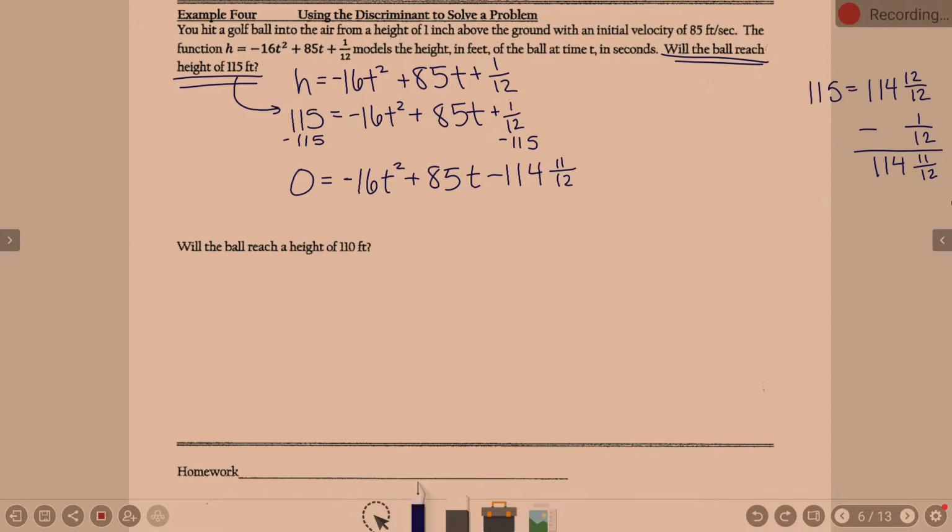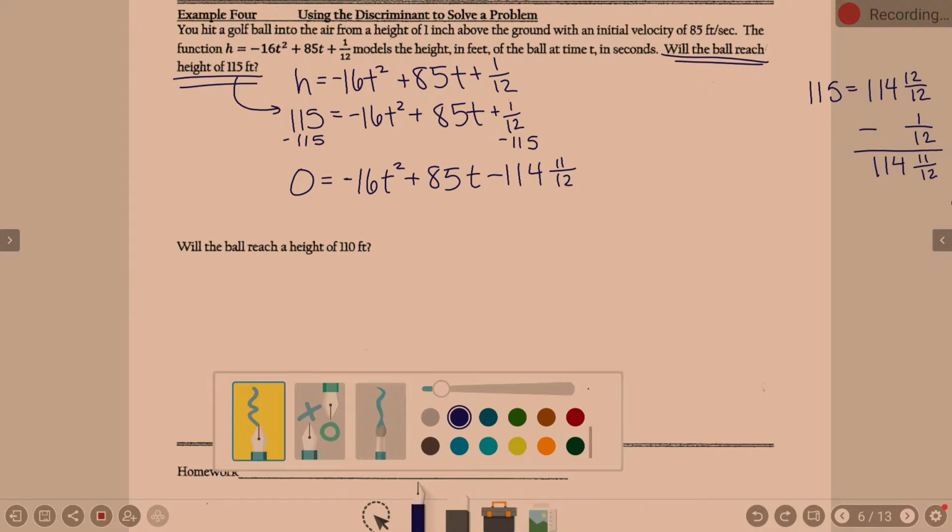Yes, it will. If I use the discriminant and I find out there are no real solutions, then will it reach a height of 115 feet? No. So what we're doing here is saving ourselves from having to use the whole big quadratic formula. It's an application of using just the discriminant. Okay, you ready to try it?